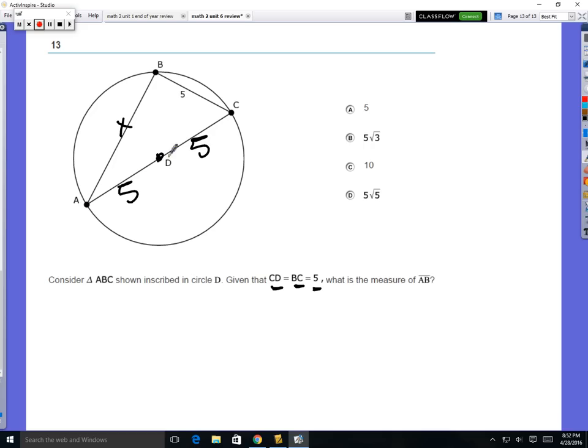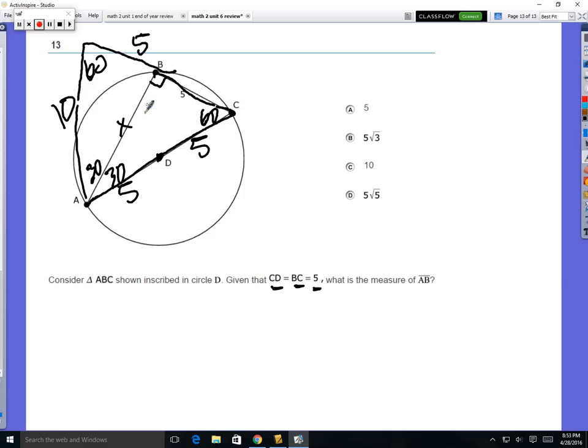And since this is a diameter, that's 180 degrees, the arc, so that is 90 degrees. And it's a special triangle. So this guy is 10 and this guy is 5. So that means this guy is 10 and this guy is 5. So it's a 30-60-90. So this is 60, this is 60, this is 30, this is 30, and this is going to be 5 square roots of 3.